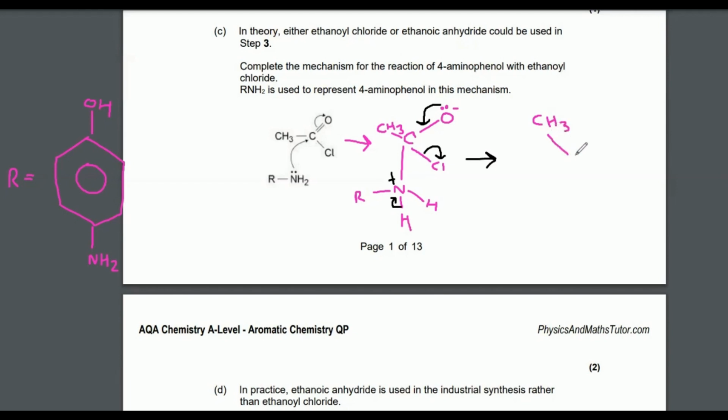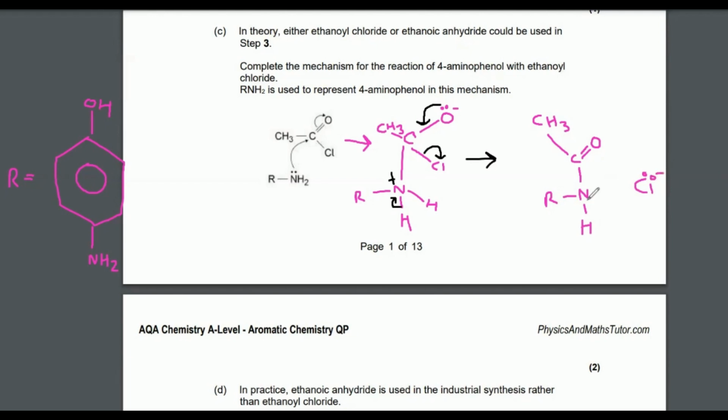Now, again, the product is not part of the marks. That's not what they want here. They want the mechanism, so they're looking for curly arrows, lone pairs and charges. So those 3 curly arrows, the plus, and the lone pair with the minus on the oxygen, that's going to get you your 2 marks in this case. A lot of work for 2 marks.